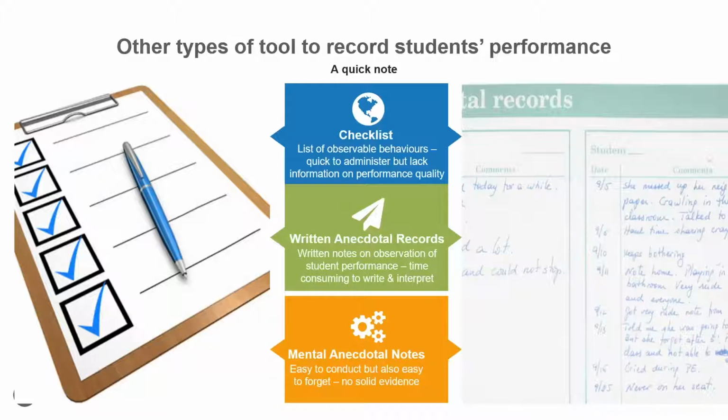So mental anecdotal notes are easy to conduct because you don't have to write anything, but they are also easy to forget, because it all depends on how old you are as well. And worse still, there's no solid evidence. If your class is in the morning, after lunch you probably would have forgotten what happened, I mean, really significant things that have happened. So, no solid evidence.